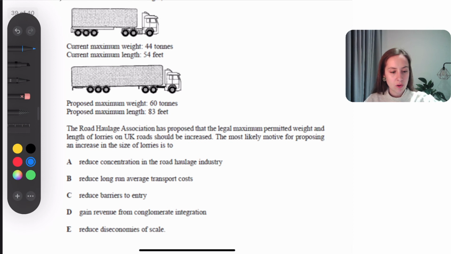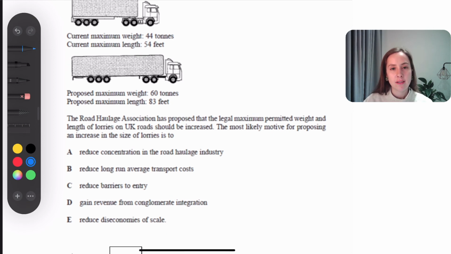Here we're talking about lorries. Lorries get really, really big because you can run them at similar costs, but they have a lot more capacity. So food or anything transported in it ends up getting cheaper. So it will reduce long-run transportation costs. It's an economy of scale.